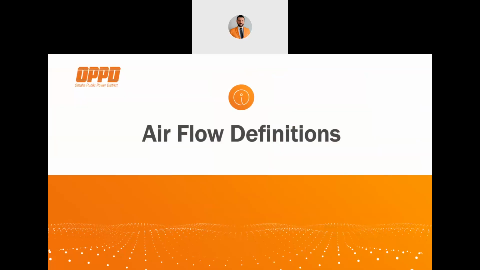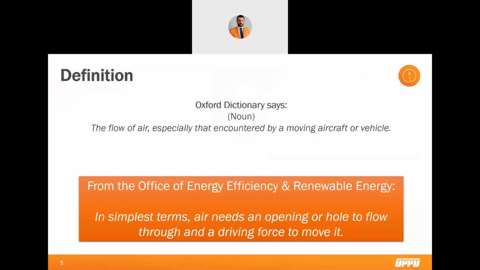Let's start ourselves off right with some definitions. The Oxford Dictionary has airflow as a noun defined as the flow of air, especially that encountered by a moving aircraft or vehicle. All right. That makes sense, but doesn't quite line up in the realm of building science. So, looking at the definition from the Office of Energy Efficiency and Renewable Energy, they put it as, in simplest terms, air needs an opening or hole to flow through and a driving force to move it.